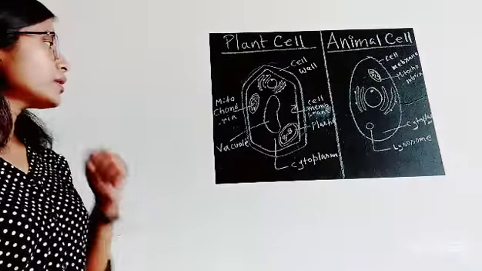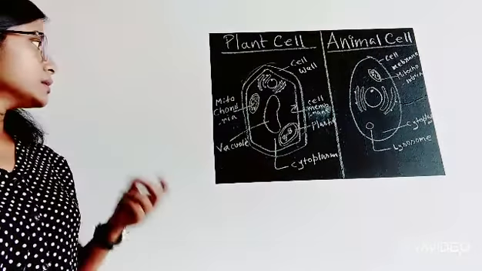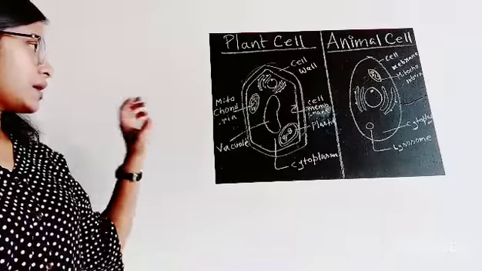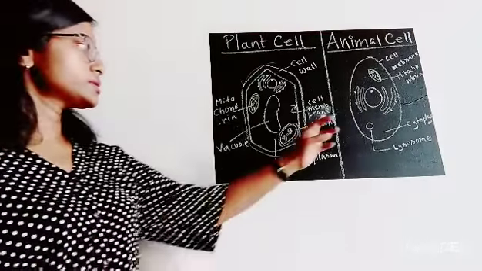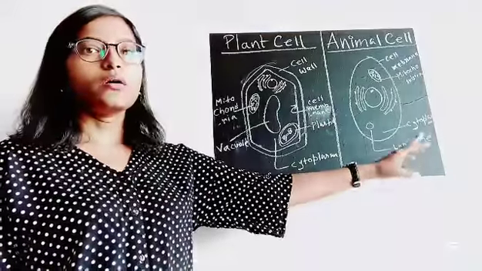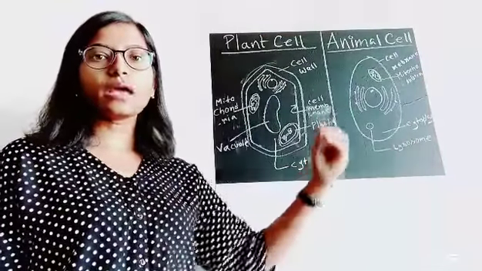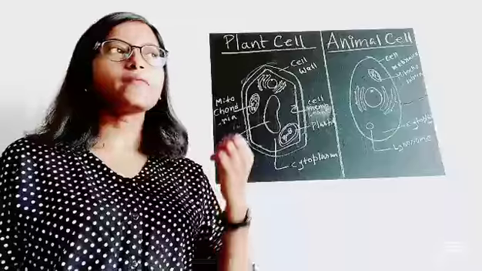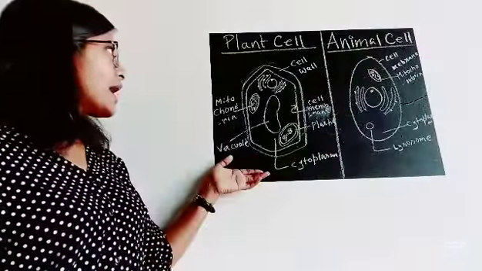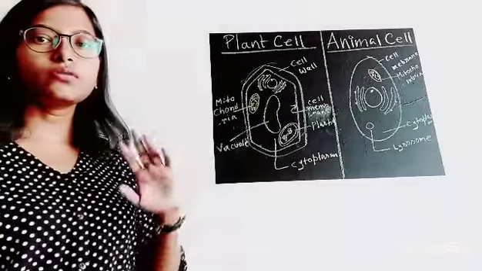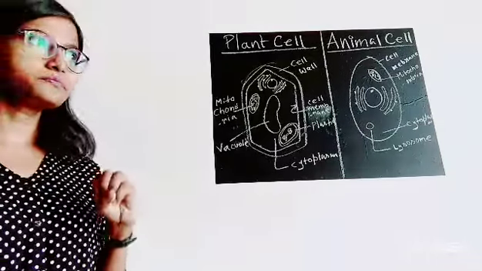Okay. Now moving on to the next point, the animal cell has a specific type of organelle which is called the lysosome. What is a lysosome? Lysosome is an organelle which has lots of digestive enzymes in it. But plant cells don't have any lysosome.